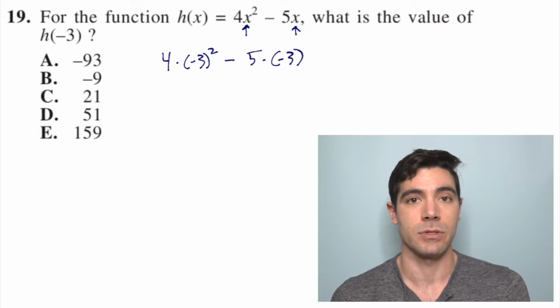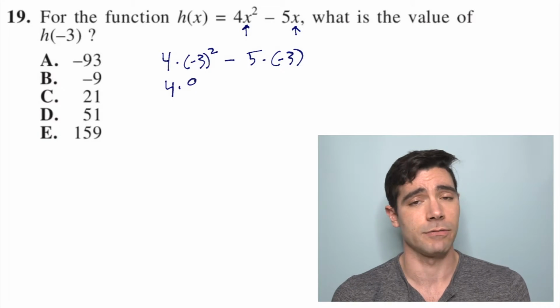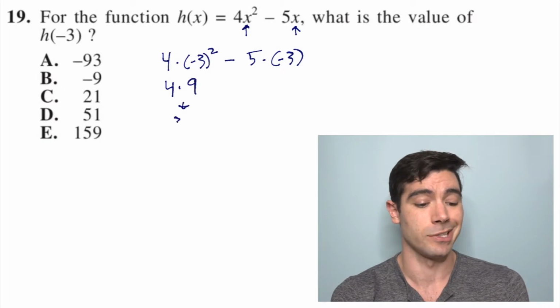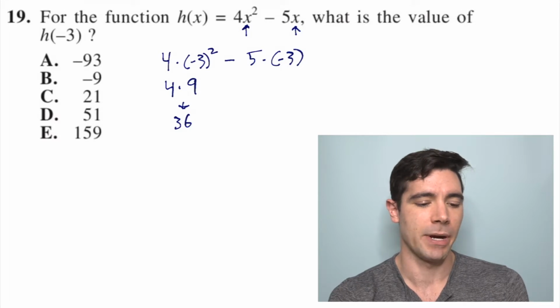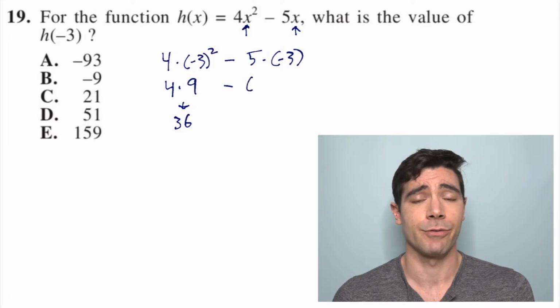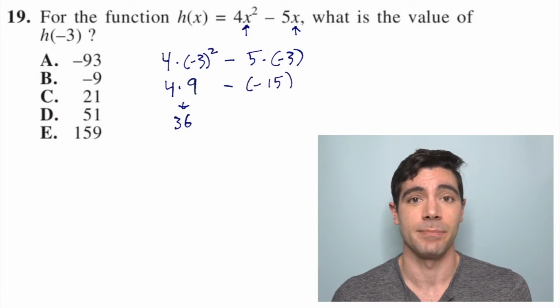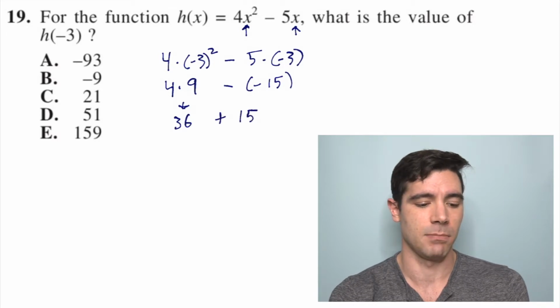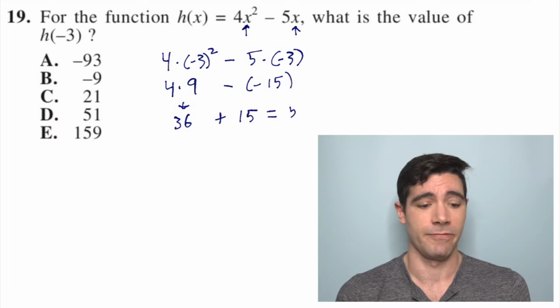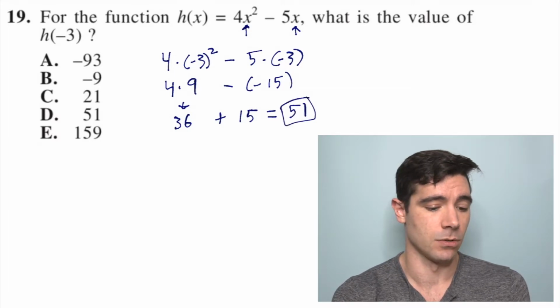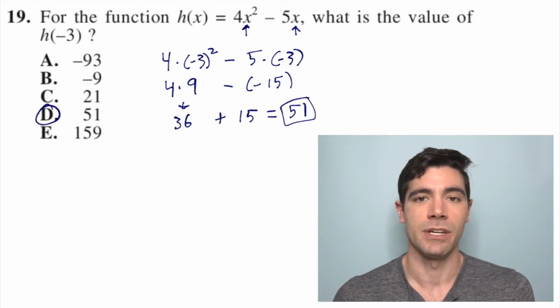All right, negative 3 squared is 9. 4 times 9. Feel free to use your calculator. I'm pretty good at my times tables. So that's 36. 4 times 9 minus 5 times negative 3 would be negative 15. So that ends up being plus 15, right? 36 plus 15, which equals, calculator should be out, 51. Very cool. So the answer then is 51.